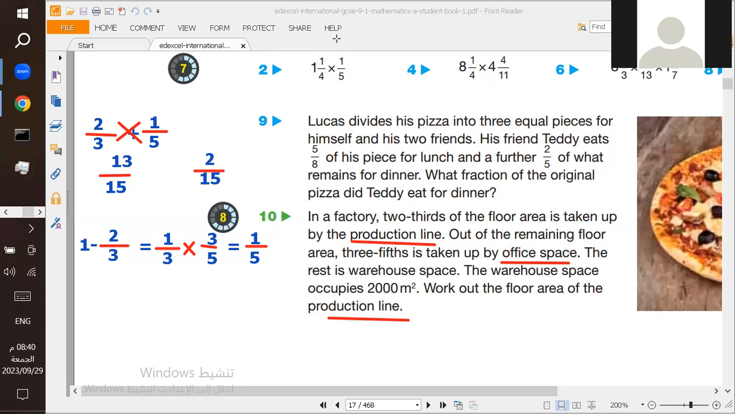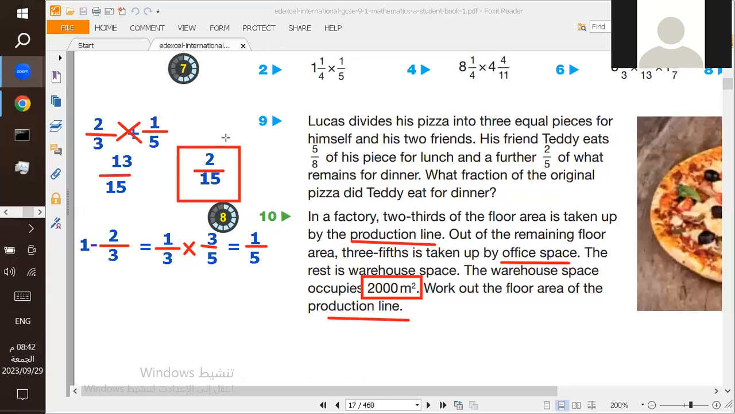So the 2 over 15 is what? It's the warehouse area. We know that the warehouse is 2,000. We need to know the whole area and then multiply it by 2 over 3. So this is the area of the warehouse. We know it's 2,000. So now to know the whole area, we're going to, wait a minute. Yes.